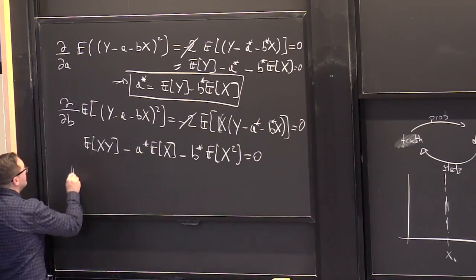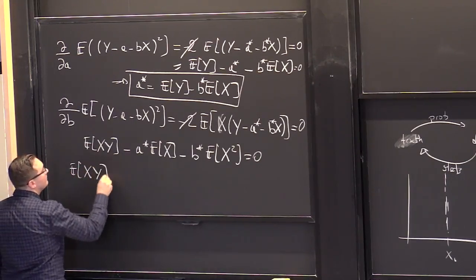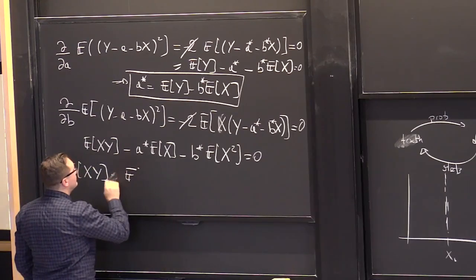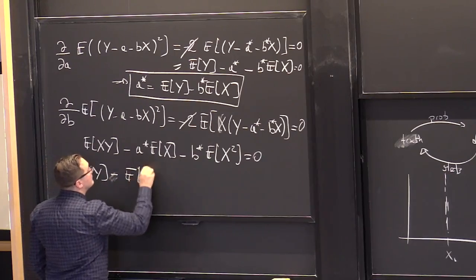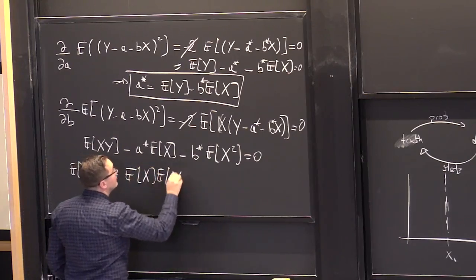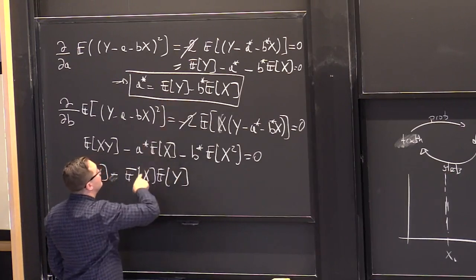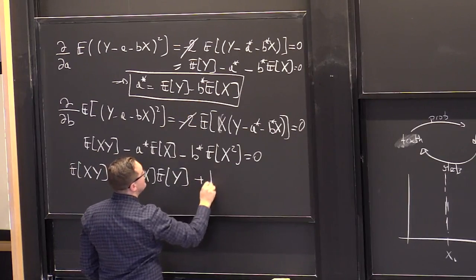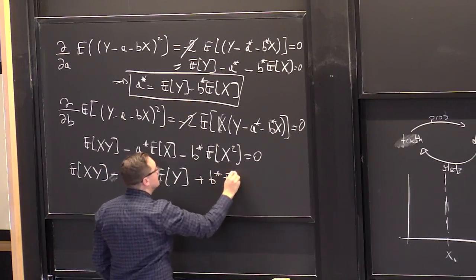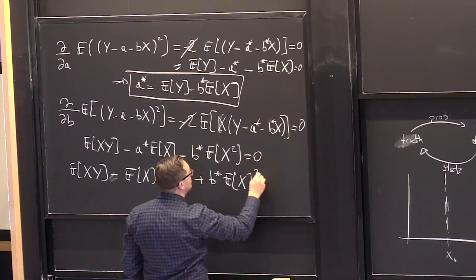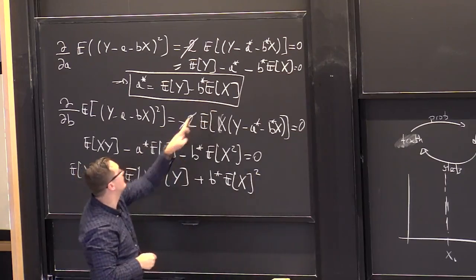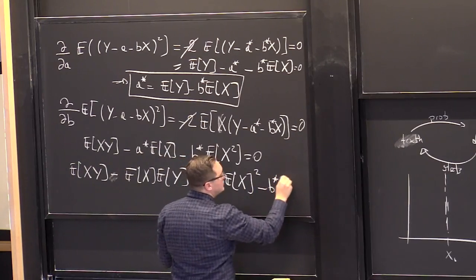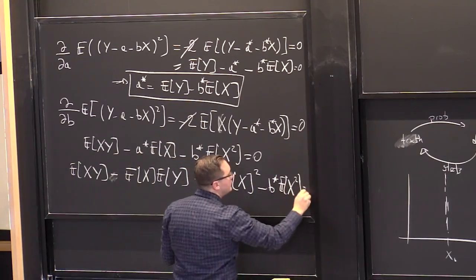So that tells me the expectation of xy is equal to minus expectation of x, expectation of y. So I'm just replacing here by expectation of y. And then I have plus b star expectation of x, and there's two of them, one that's coming from this guy and one that's coming from that guy, minus b star expectation of x squared equals 0.